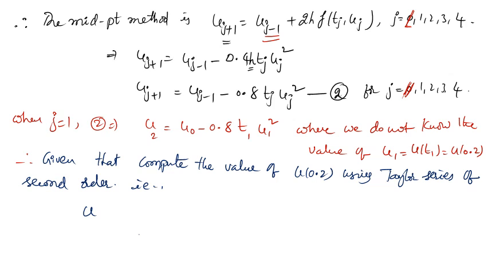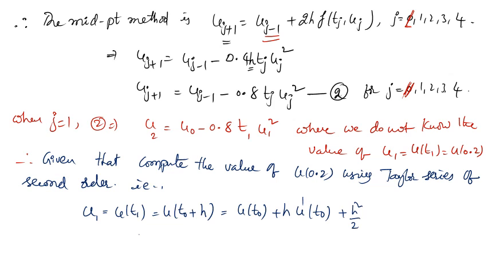u1 is nothing but u of t1. U of t1 can be written as u of t0 plus h, so this is u of t0 plus h into u dash of t0 plus h square by factorial 2 into u double dash t0. Up to second order means up to h square only. You consider up to h square only. This implies u of 0.2. u1 means u of 0.2.